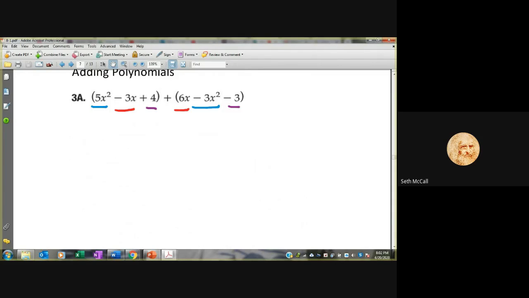But what also needs to be true is, not only do they have an x, but it's an x squared. Now, if you look at the ones that are underlined with red, those are x's, but there's no square on them. They're both only x to the first power. That's what makes those like terms. And then the ones in purple are just constants.